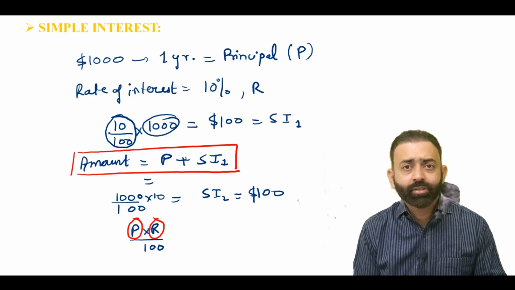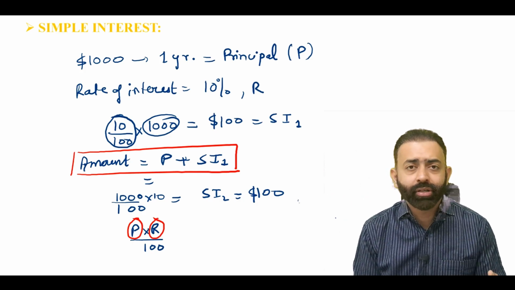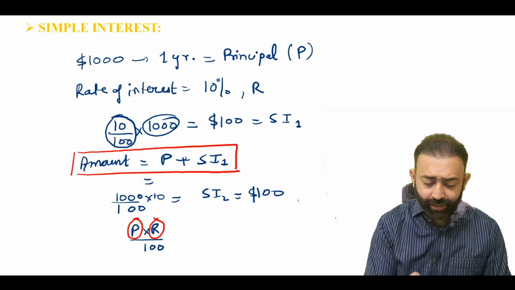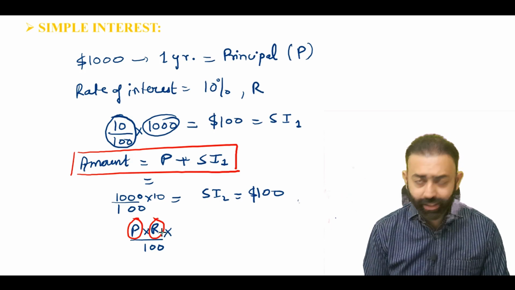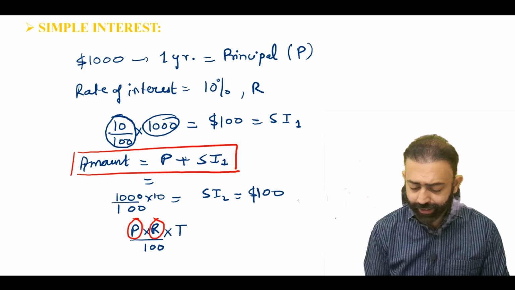And if I have deposited this amount for, let us say, T number of years, so what I will do is I will just multiply this interest with the number of years denoted by T.